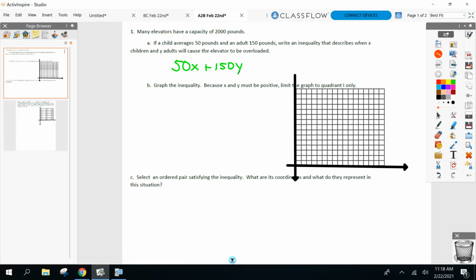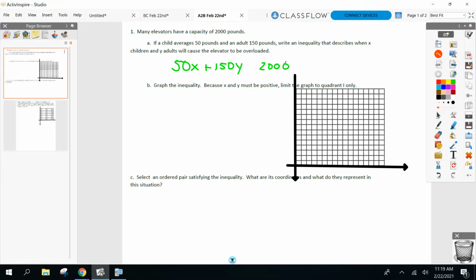Now, here's the tough part. You guys have got to help me out. What inequality symbol should I put in there that would cause it to be overloaded? Now, remember, overloaded means anything above 2,000 pounds. So what do you think? What symbol should I put there? I've got greater than or equal to, less than or equal to.